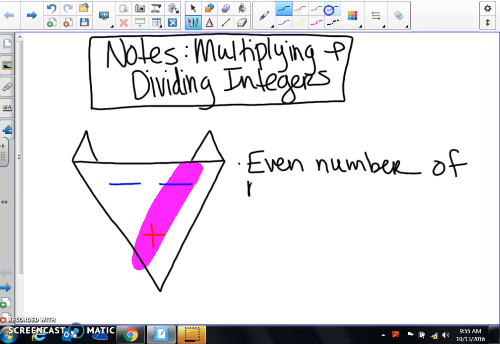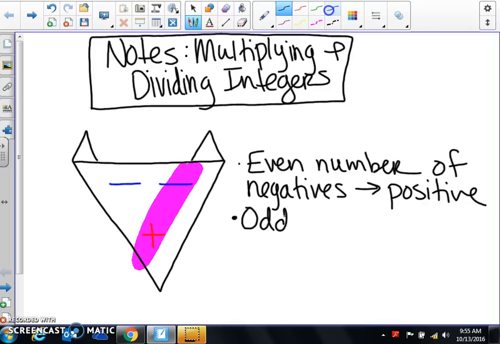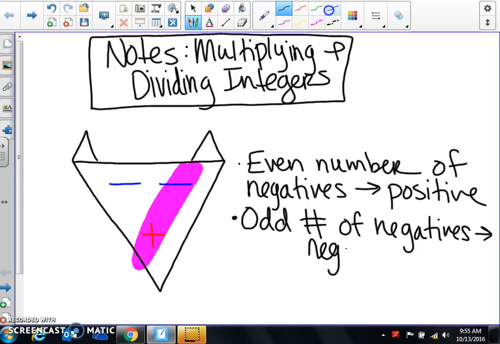But ultimately, what you need to know is if you have an even number of negatives, then the total or the simplification will be positive. If you have an odd number of negatives, then it's going to come out being negative. Friendly little reminder, even numbers are like 2, 4, 6, 8, 10, so forth. Odd is 1, 3, 5, so forth, okay? So if it's an even number, it's going to be a positive outcome. If it's an odd number of negatives, then it's going to come out negative.